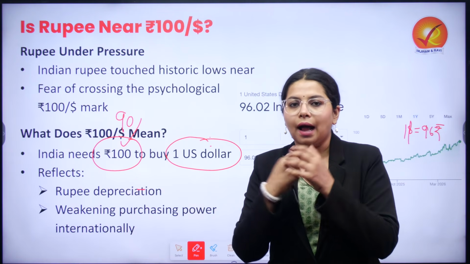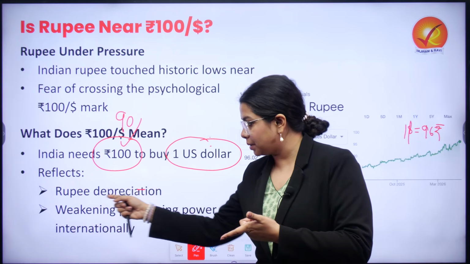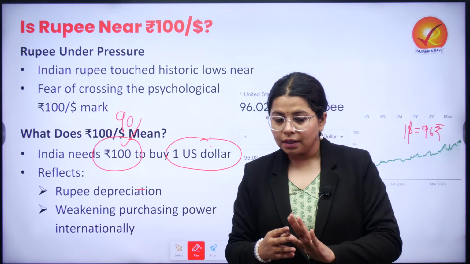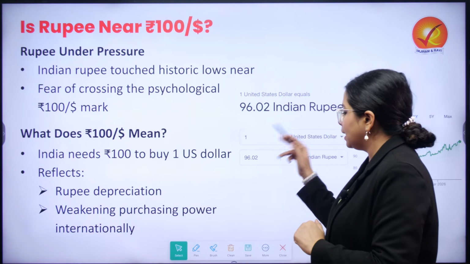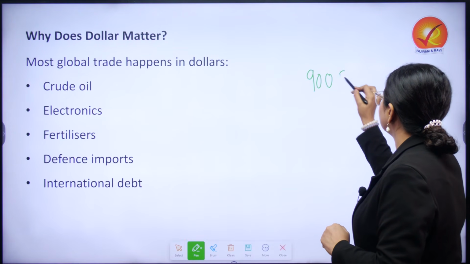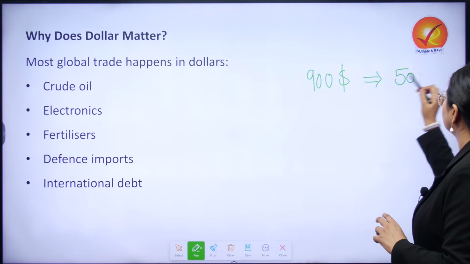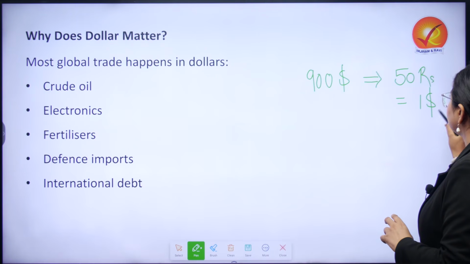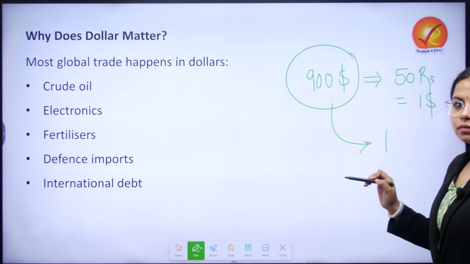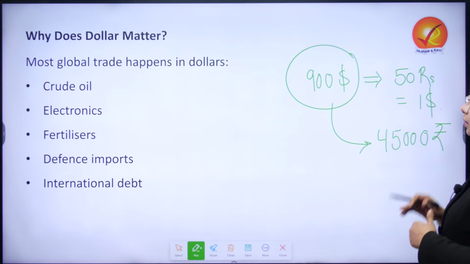And that also shows that our currency can buy less globally. So the value of the rupee is going down, that is depreciation, and we are being weakened in terms of global purchasing power as well. To put it simply, let us look at this example, where we are buying products worth $900 and the rate here is 50 rupees per $1. This is the total amount that we have to pay, right?